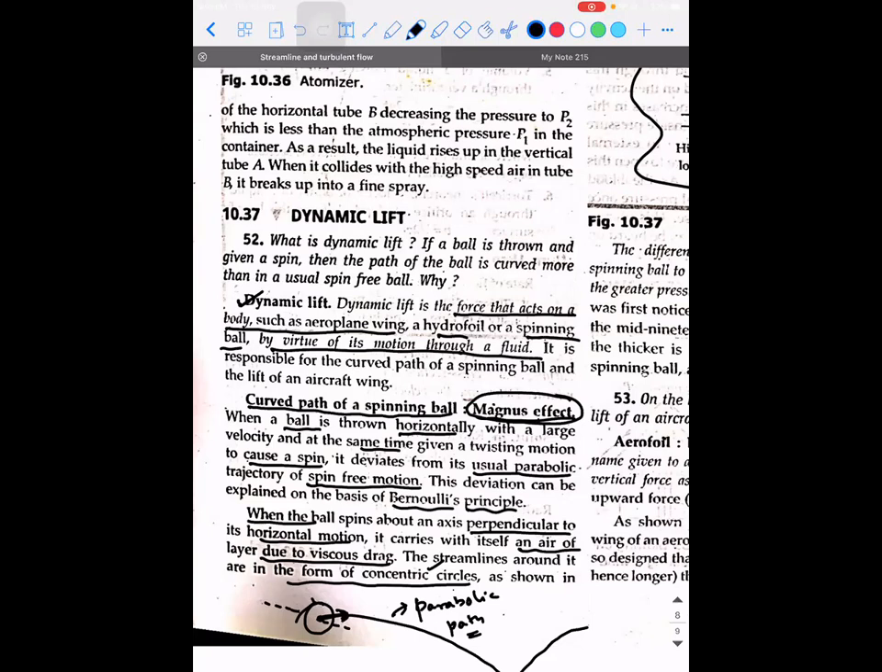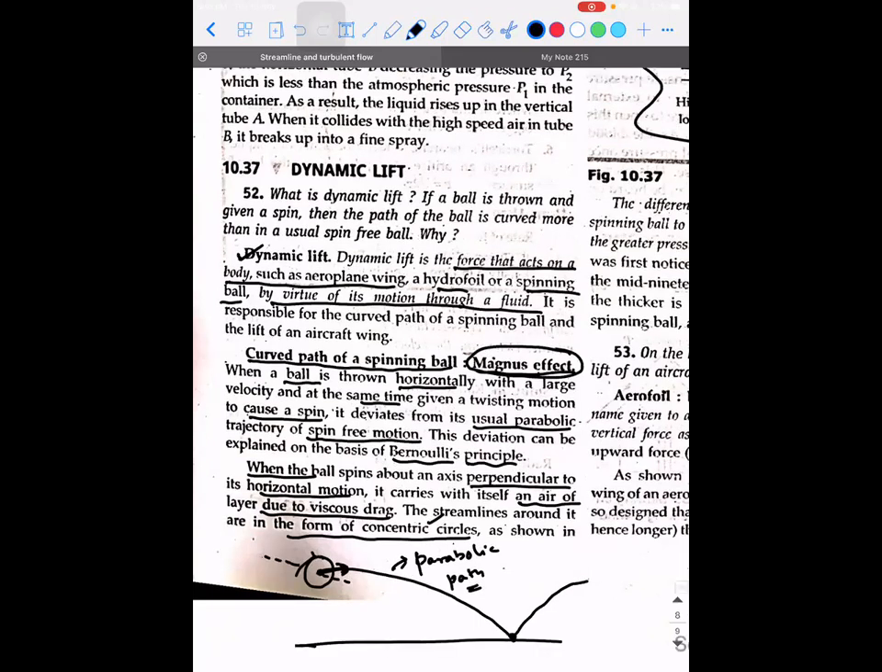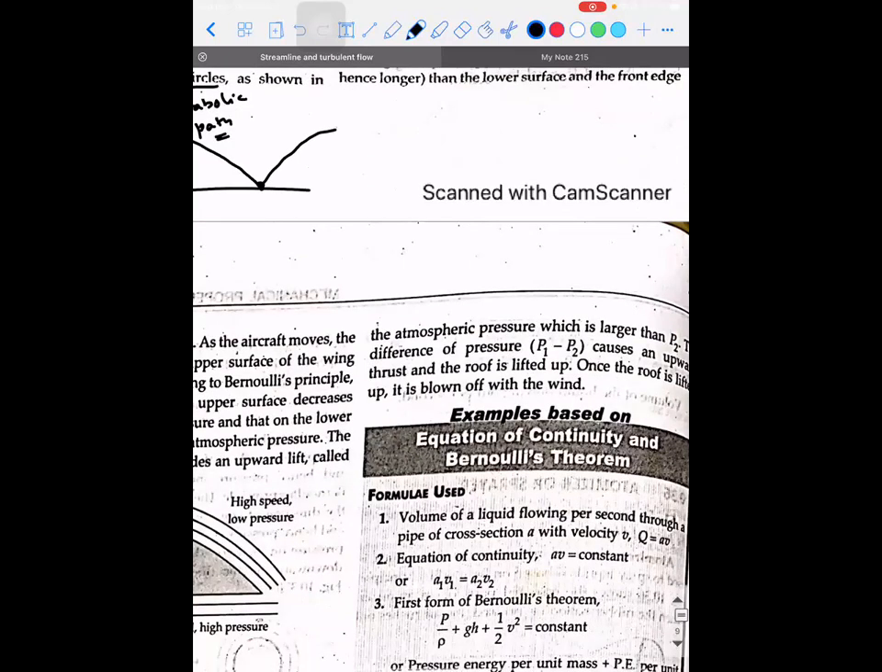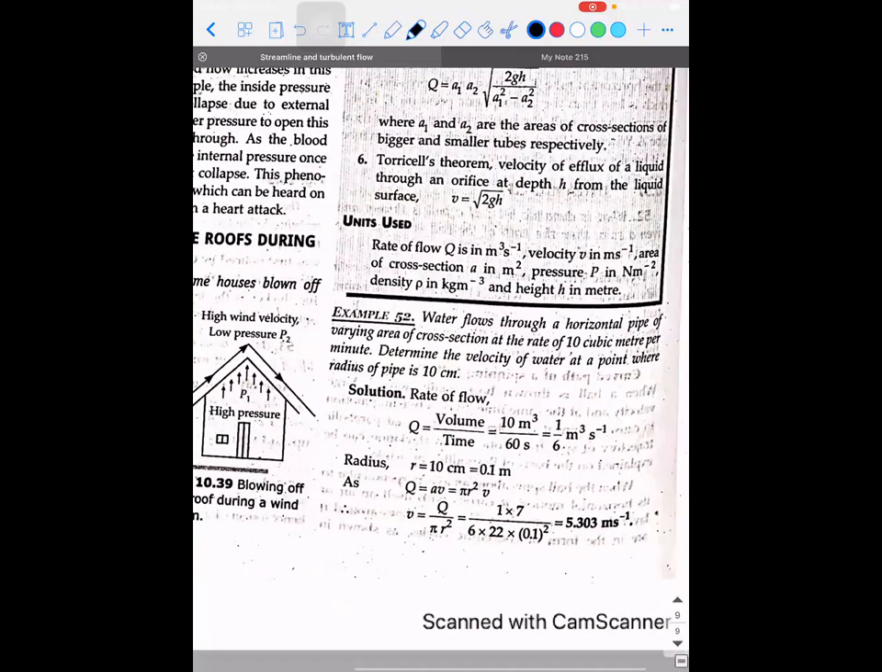So all these are theory, which are the applications of Bernoulli's theorem, which you can go through. There is nothing much for me to explain. Okay. Let's do some simple problems.